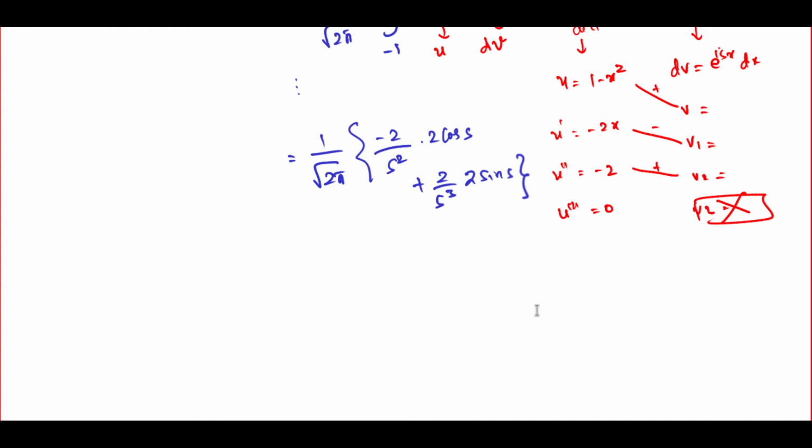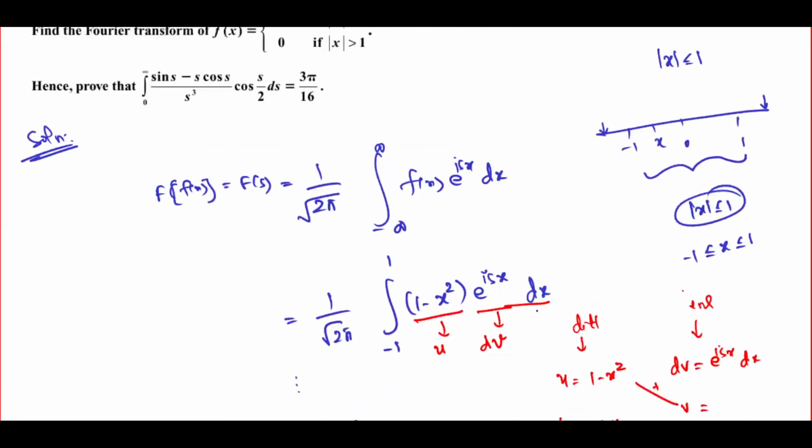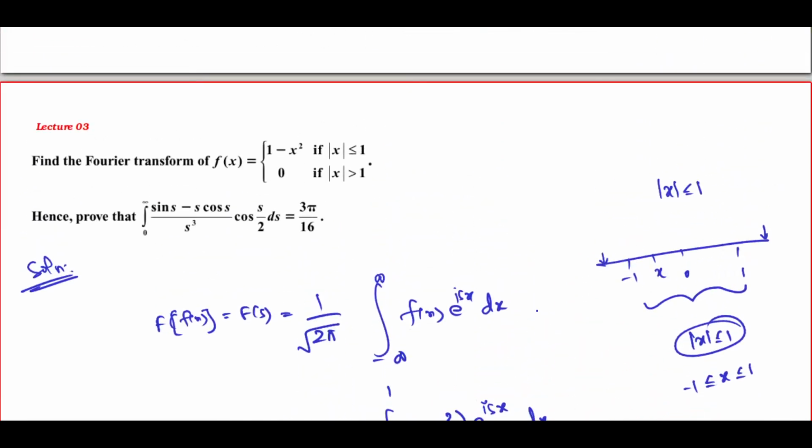Now what we wanted to do was, yes, of course it works fine if we just had to find the Fourier transformation of the function, but we have also been asked to find the integral of (sin s minus s cos s) divided by s cube.